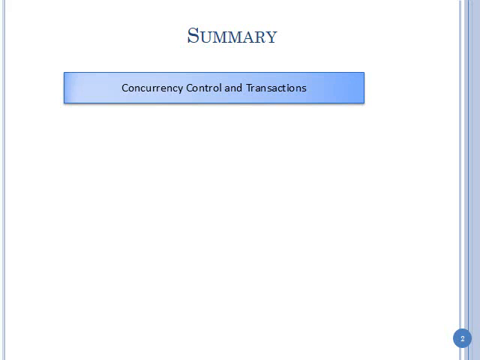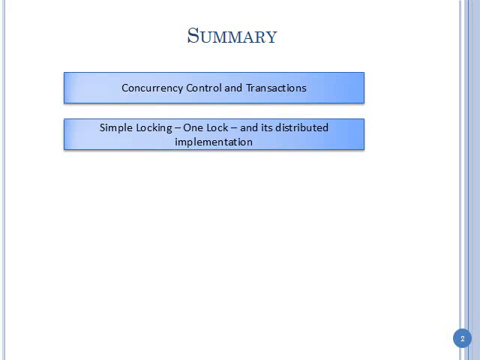Okay, so what we've done so far is concurrency control and transactions. We've looked at the general issue of concurrency control and said that to understand this, we need to understand transactions. And then we looked at simple locking, just one lock. That's all you have to implement. And its distributed implementation. Okay. So we've done this.